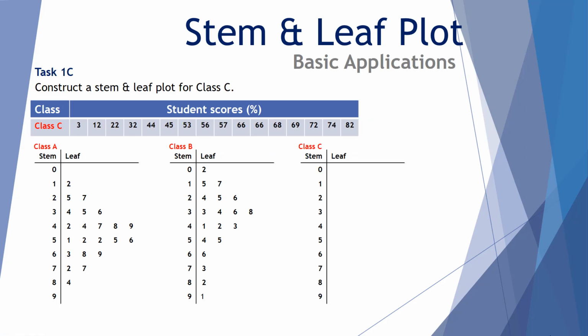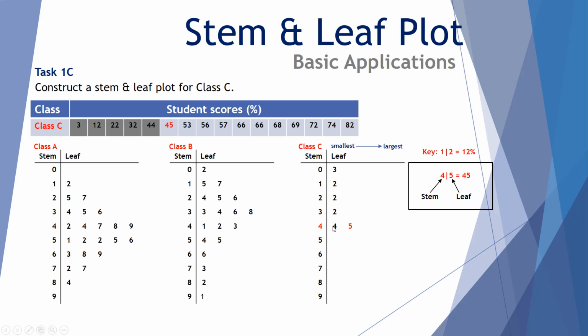Task 1C, construct a stem and leaf plot for Class C, our final class. So here's our framework for our stem going from 0 down to 9 and our leaf to be filled in. So 0|3 represents 3%, a stem of 1 and a leaf of 2 represents 12, a stem of 2 and a leaf of 2 is 22, 3 and a 2 is 32, 4 and a 4 is 44, and a 45.